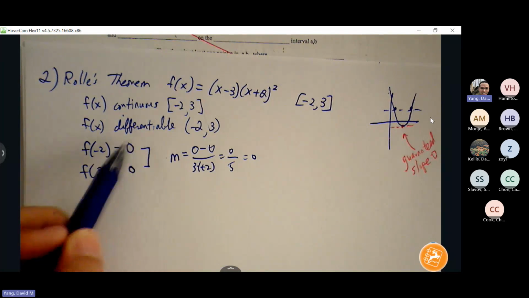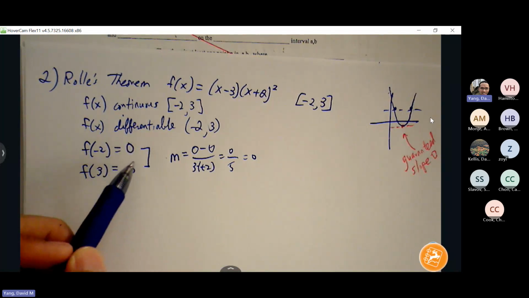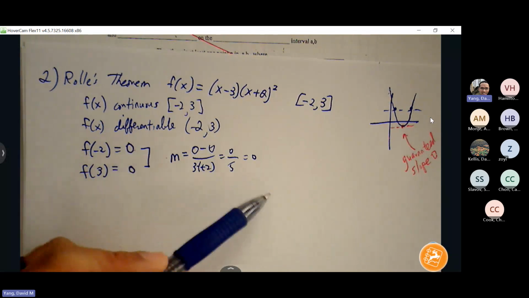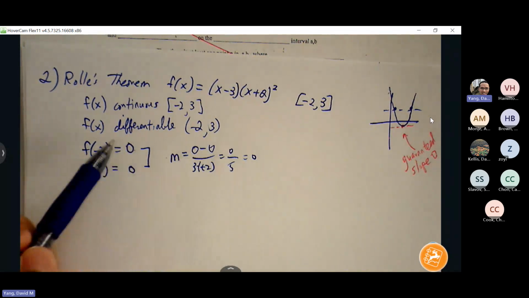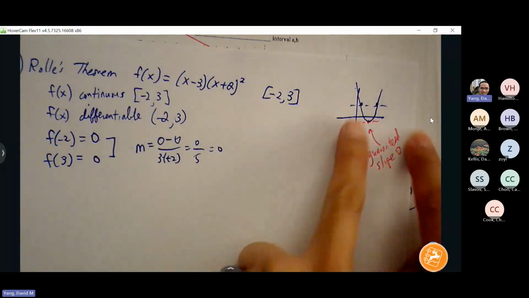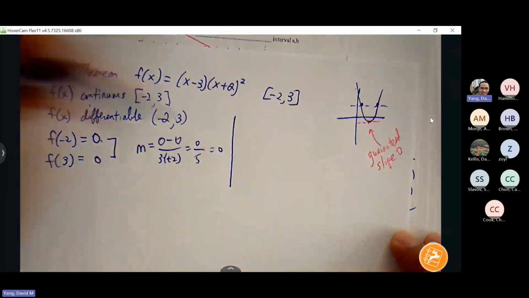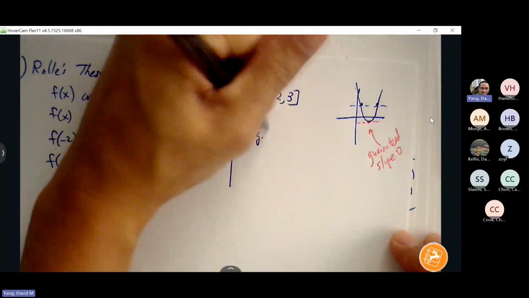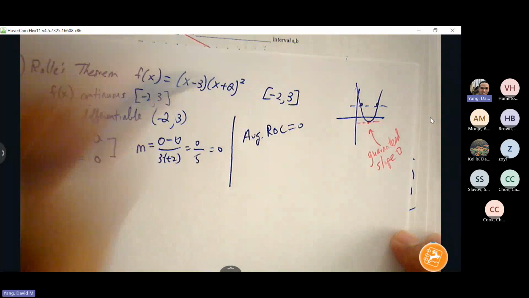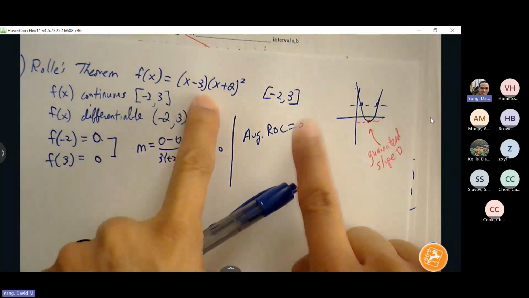So remember, we're not setting the derivative equal to 0 because these are zeros, we're setting the derivative equal to 0 because the slope is 0, right? If my two y values are the same, that's enough for my slope to be 0. So now I know that my average rate of change is 0. So I simply set the derivative equal to 0.